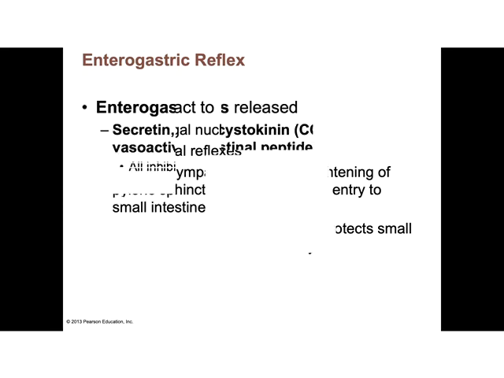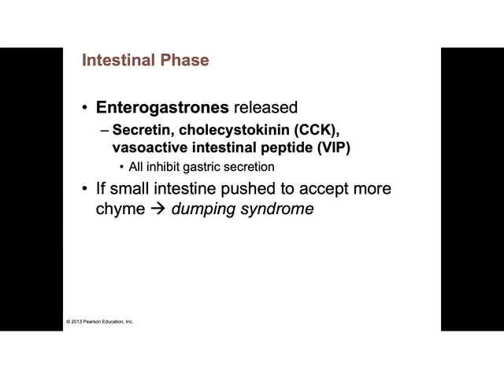Enterogastrones include secretin, cholecystokinin, and VIP, and all of these are going to inhibit gastric secretion. Okay, cholecystokinin is going to promote the squeezing of the gallbladder and the production of digestive enzymes from the pancreas. Secretin is going to promote the production of bicarbonate from the pancreas. Okay, and vasoactive intestinal peptide is going to inhibit gastric secretion and promote absorption.